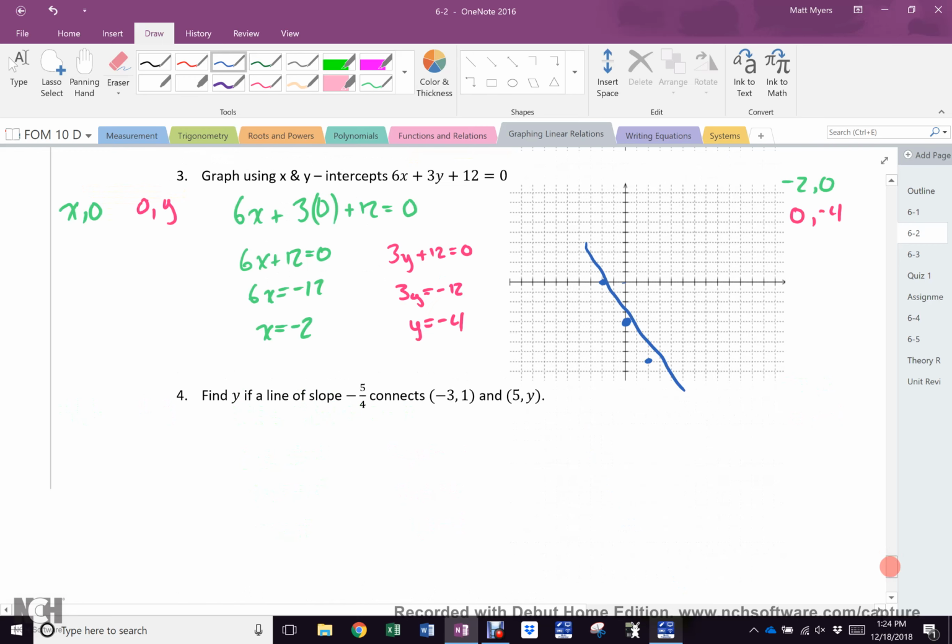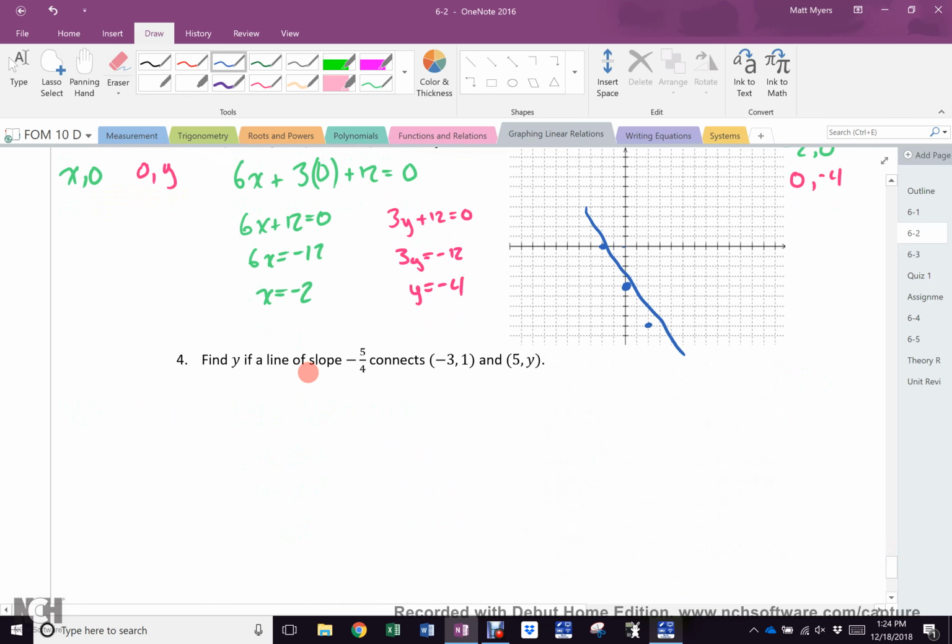Okay, ask it. Yes, it's the same thing. I don't know why this question is asked of me all the time. Negative 5 over 4. Change it. 1 minus y over negative 3 minus 5. Negative 5 over 4 equals 1 minus y over negative 8. Negative 5 times negative 8 is positive 40. Equals 4 minus 4y. Minus 4 from each side. 36 equals negative 4y. Y equals negative 9.